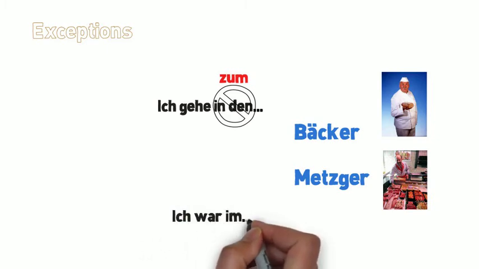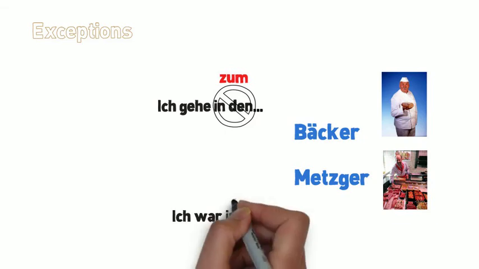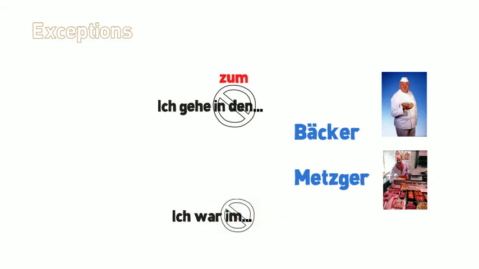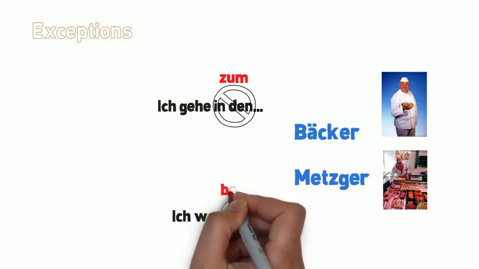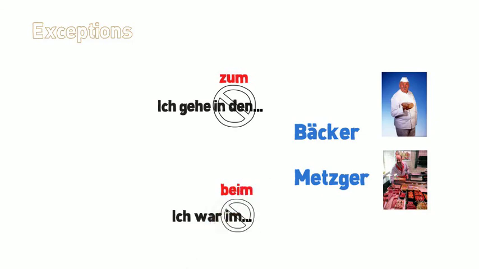Similarly, if you want to say at the baker's or at the butcher's, you can't use im. Remember, that's a health code violation. Instead, use beim. And by the way, the m on the end of zu and bei is that same dative case masculine m that was on the end of dem or einem. Zu and bei are prepositions that always take the dative case, but that's a topic for another video.